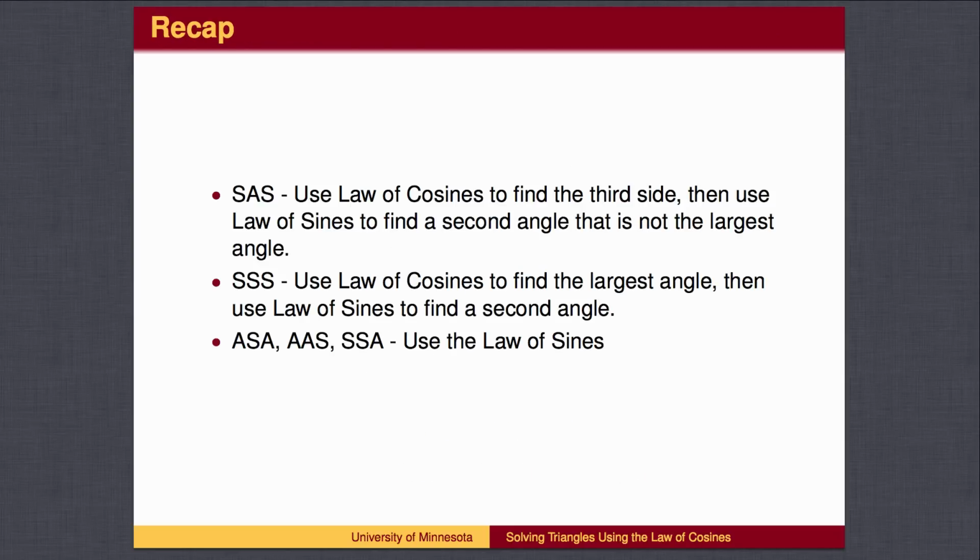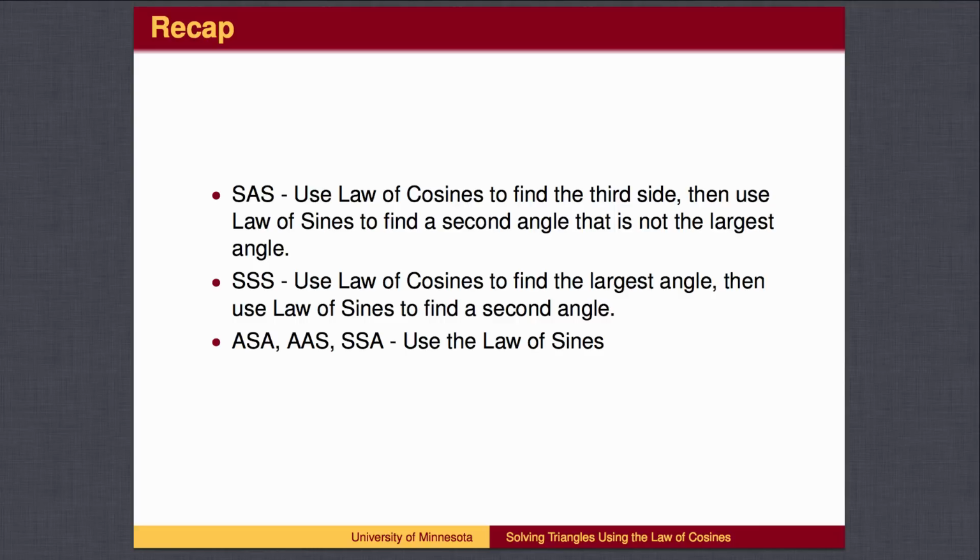To recap, given two sides and the included angle, use the law of cosines to find the third side. Then use the law of sines to find a second angle. Do not try to find the angle across from the longest side. Then find the third angle by adding to 180 degrees.